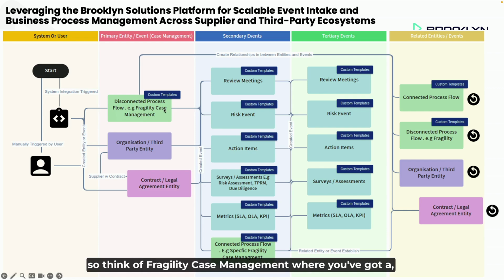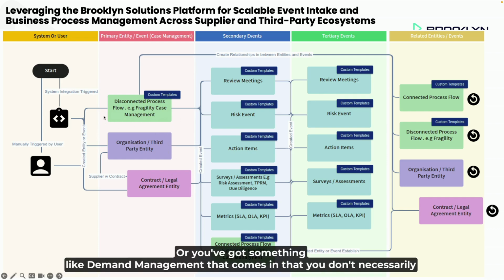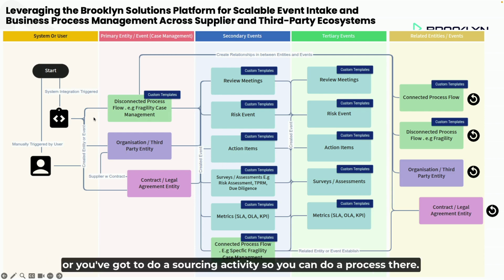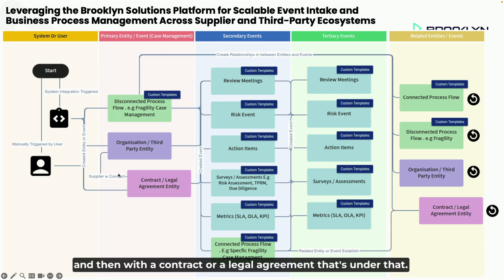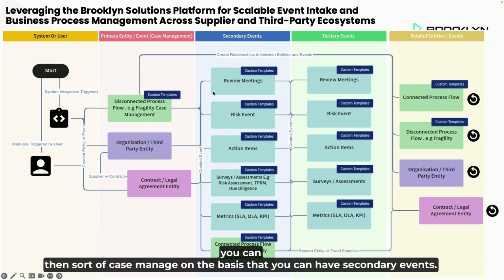So think of fragility case management, where you've got, say, a COVID epidemic happen and you want to look at that and assess the impact and then apply that to how many organisations and contracts it's affecting. We've got something like demand management that comes in, where you don't necessarily know if you have an organisation in place today that can deal with this demand, or you've got to do a sourcing activity. So you can do a process there, or you can create a third party, and then a contract or a legal agreement under that.